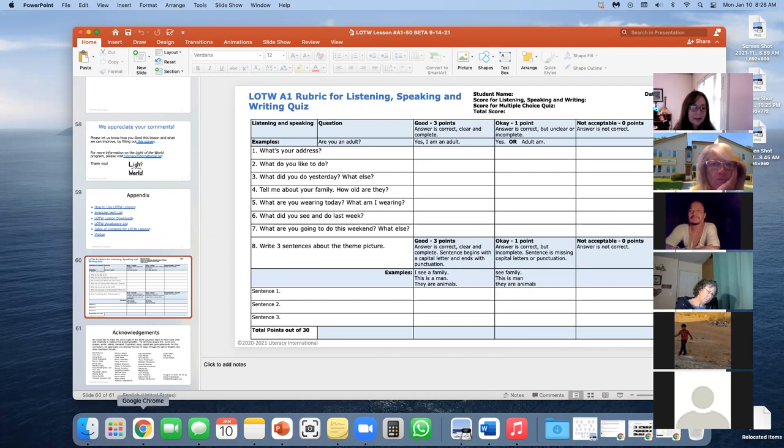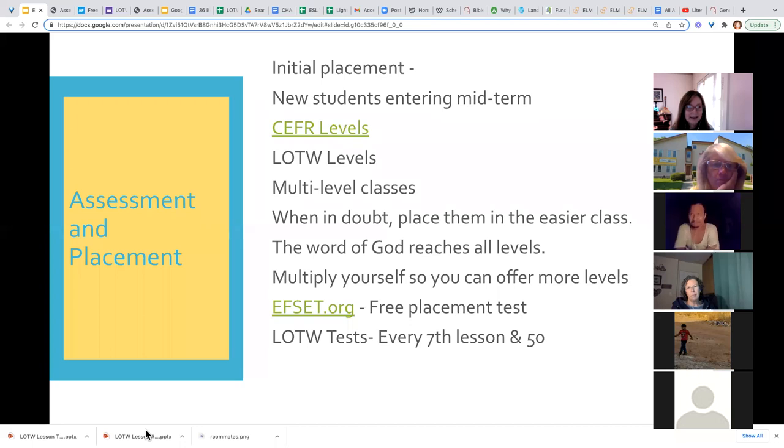Okay. Now, because our Light of the World lessons are not complete yet, we plan to go up to the higher levels, but right now we only have the beginning, and we're working on the high beginning right now. We don't have the tests for all levels, but here's a pretty good test you can use. It's a free test at efset.org.